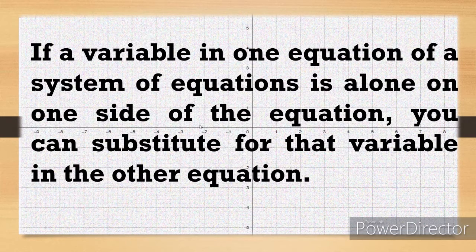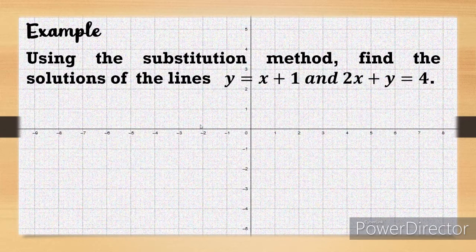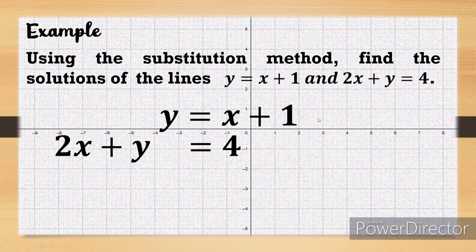If a variable in one equation of a system of equations is alone on one side of the equation, you can substitute for that variable in the other equation. So let's have this example. Using the substitution method, find the solutions of the lines y equals x plus 1 and 2x plus y equals 4. So again, we have two equations here. This one and this one.